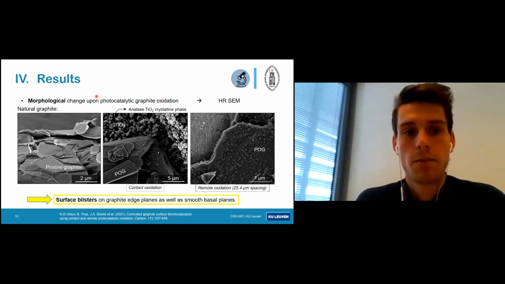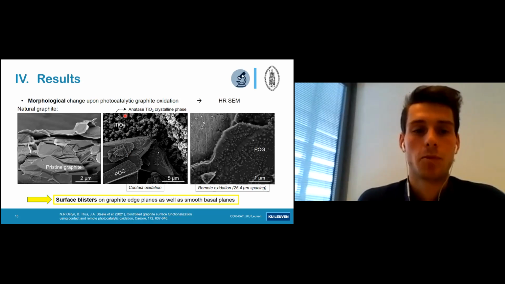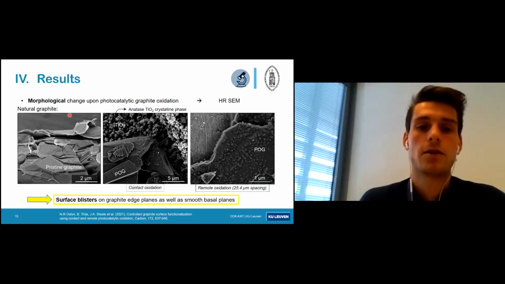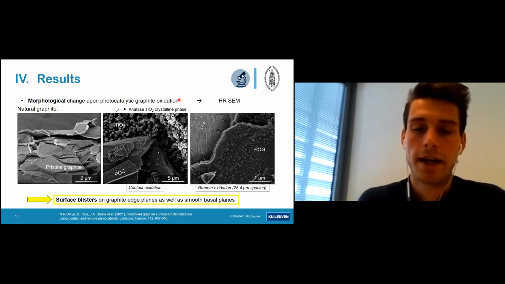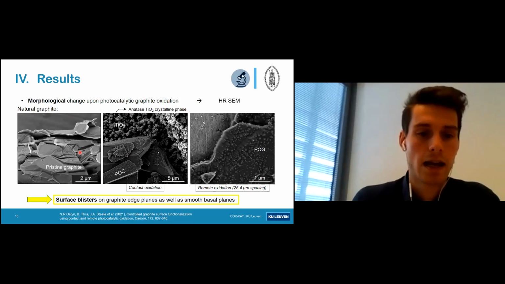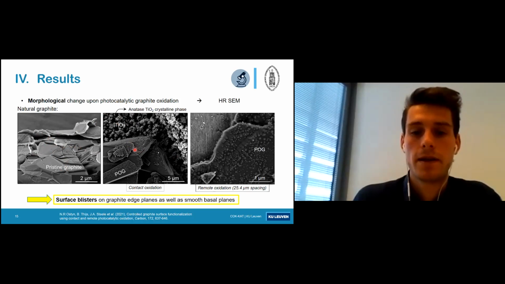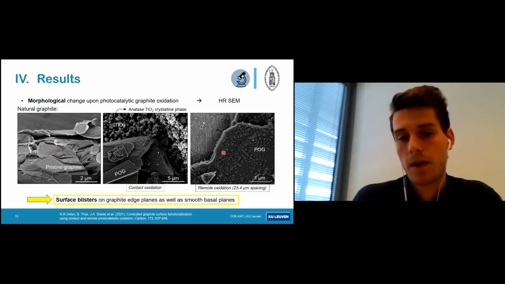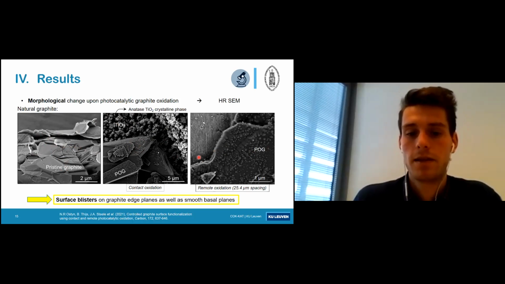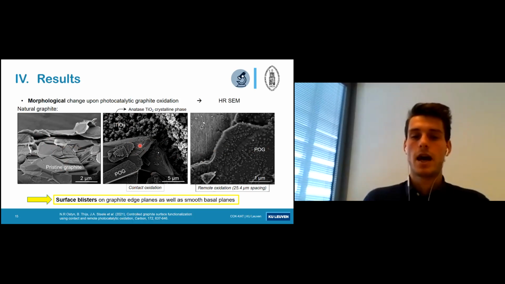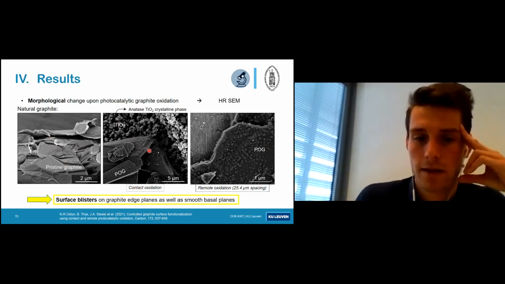On this slide, you can see the morphological change of our graphite materials. Here, natural graphite is shown upon photocatalytic graphite oxidation by scanning electron microscopy images. Here you can see the pristine, non-oxidized graphite with smooth layers. This is converted into very rough graphite surfaces after photooxidation. In this image, you can see how contact oxidation affects the surface.